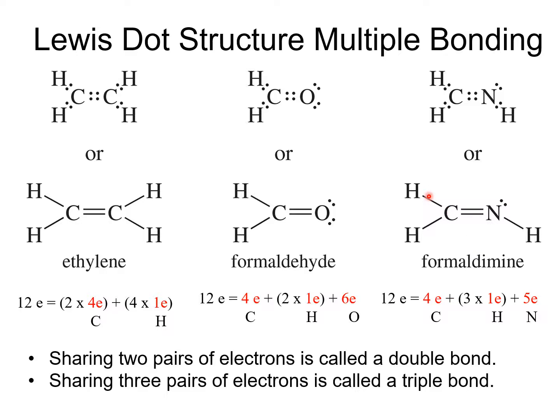So does my structure have 12 electrons? 1, 2, 3, 4, 5, 6. 6 times 2 is 12. Yes, it does. It has the correct number of electrons. We are done. Now, does carbon have an octet? Yes, it does, because it's got 1, 2, 3, 4, 5, 6, 7, 8. So carbon has an octet. Does nitrogen have an octet? 1, 2, 3, 4, 5, 6, 7, 8. Yes, it does. So everybody has an octet except hydrogen, which can only have a duet. So we are done.